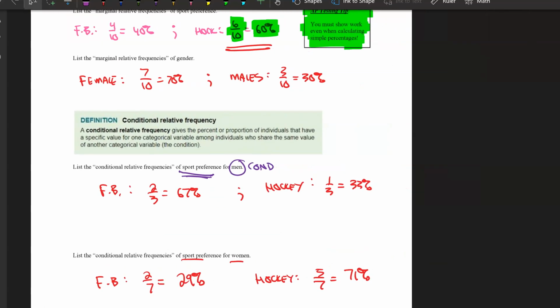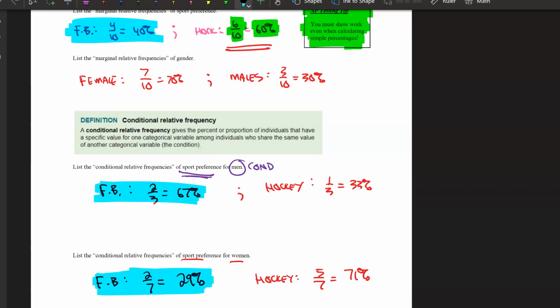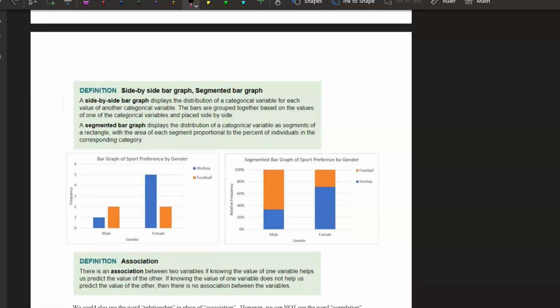So what I hope you're thinking here is, 40% of all people liked football, 67% of guys like football, and only 29% of girls like football. So this should give you an indication that perhaps there's a relationship between gender and sport preference. If there was no relationship, then I would have expected this to be 40% and this to also be 40%, but they were not, because guys seem to favor football and girls seem to favor hockey. Okay, we're going to talk about that.